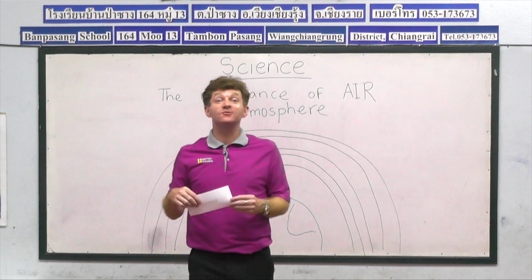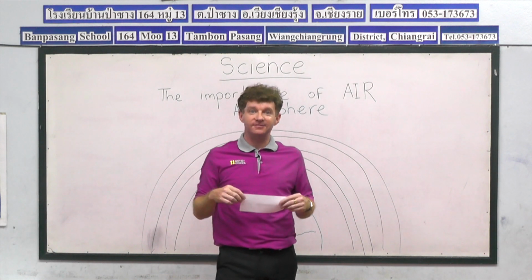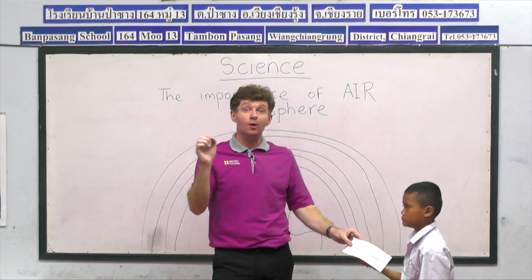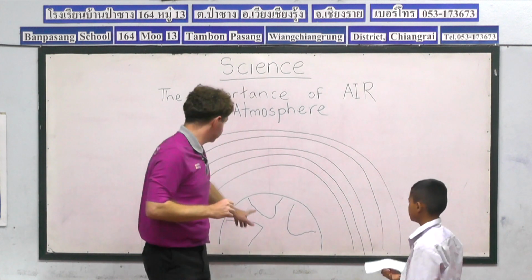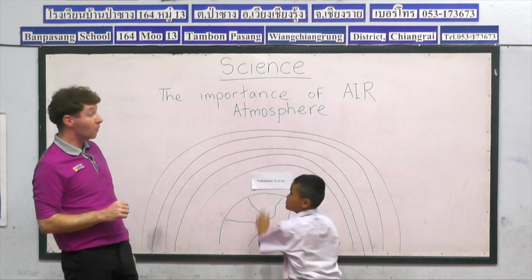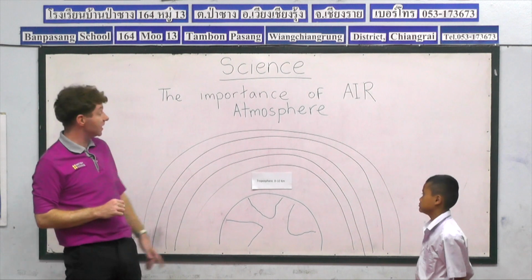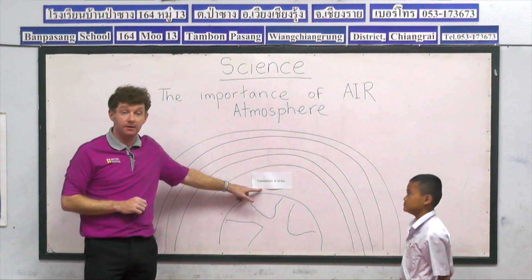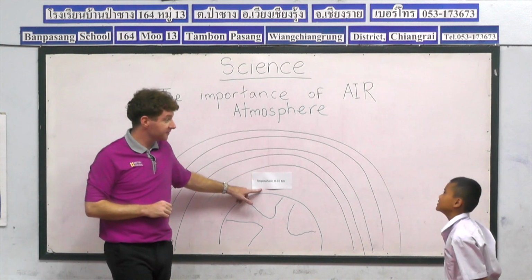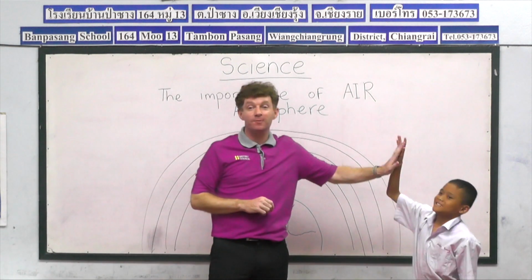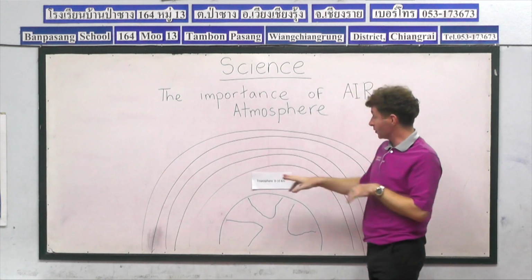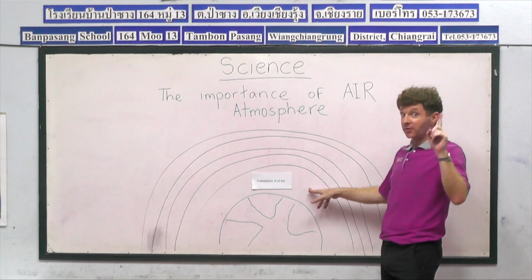What we'll do, we'll have student Chu put the first name of the atmosphere. So remember, the first layer is closest to Earth. So we will stick it here. Excellent, Chu. And what's the name of this part of the atmosphere? Troposphere. Excellent, well done. Big round of applause for Chu. Okay, so we've got layer 1, troposphere.